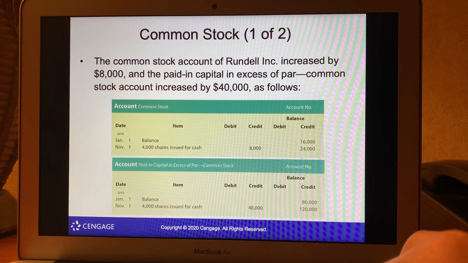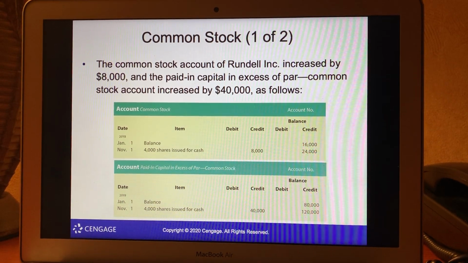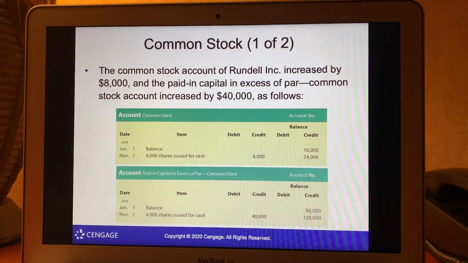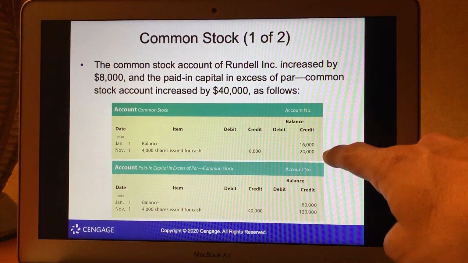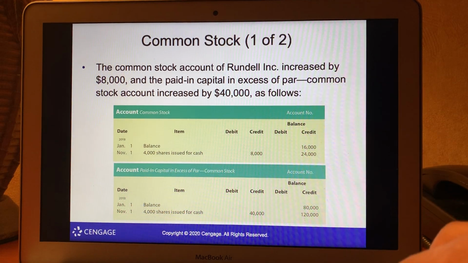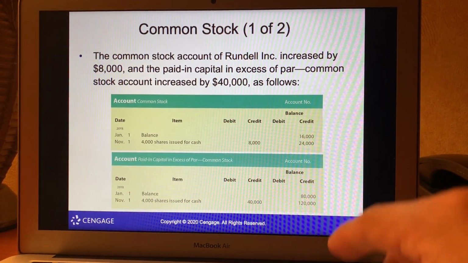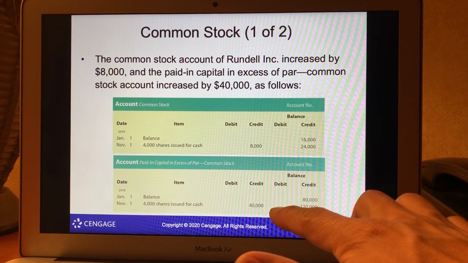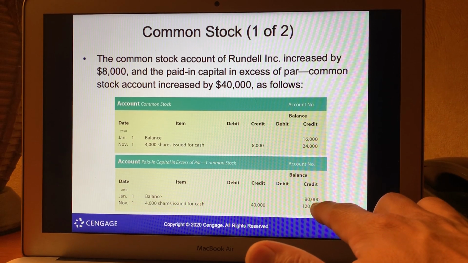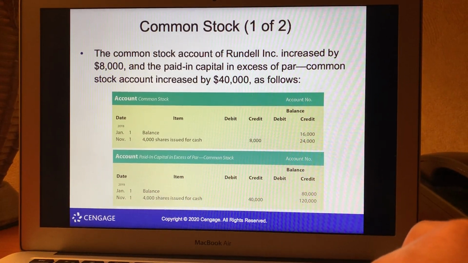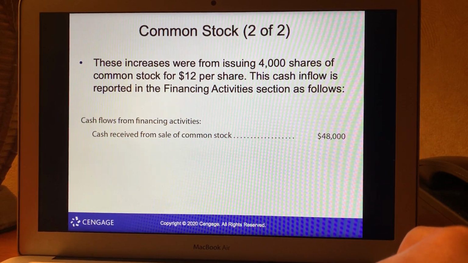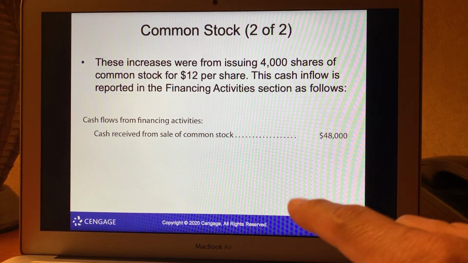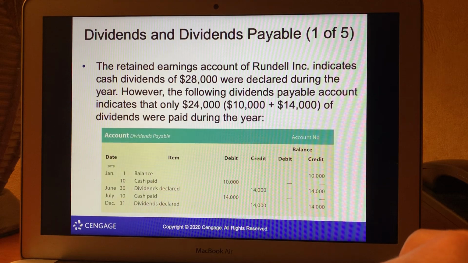And then here's our paid in capital in excess of par and common stock. Okay, so there's 16,000 right here, and then credited for 8. So then our balance is 24,000. Now our common stock right here was 80,000, and then we credited because we issued 4,000 more shares, so we get more capital. So our balance will be 120,000 now. Common stock, and then cash received from sale of common stock was 48,000. So 4,000 times 12 will give us 48,000.